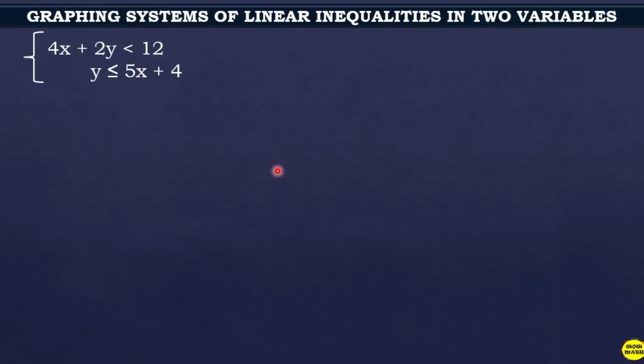Okay? So, pag natutunan mong mag-graph ng linear inequality, madali na rin to sa'yo. Kasi dito, ang pinagkaiba lang po, dalawa na po ito. Okay? So, dapat napanood nyo muna yung previous tutorial para mas maintindihan nyo to. Kasi kung dumiretso kayo dito, mahihirapan kayong intindihin siya kung hindi nyo napanood yung previous. Okay?